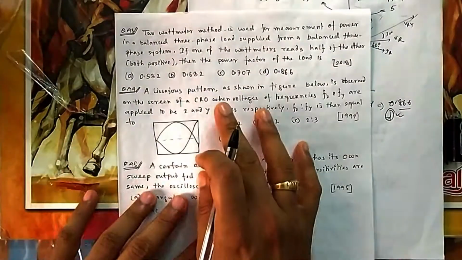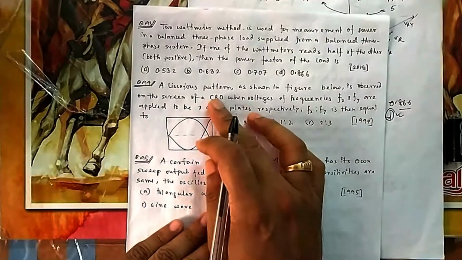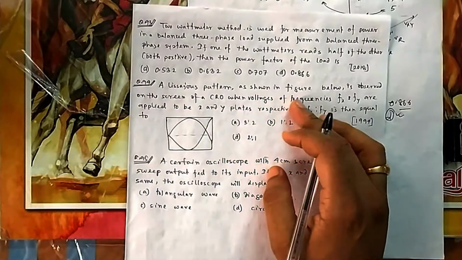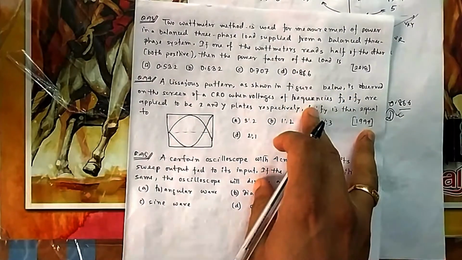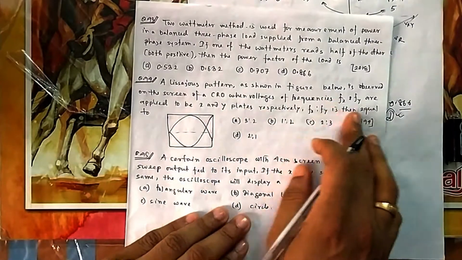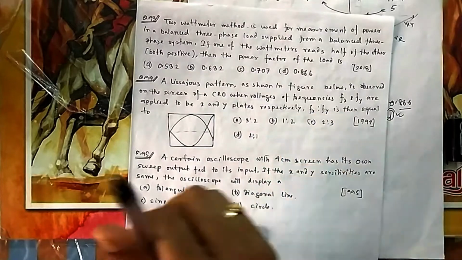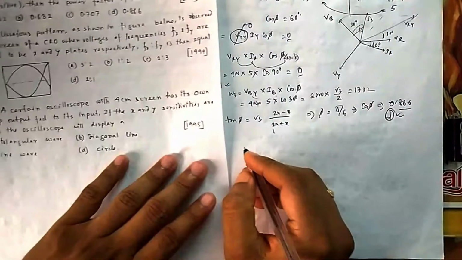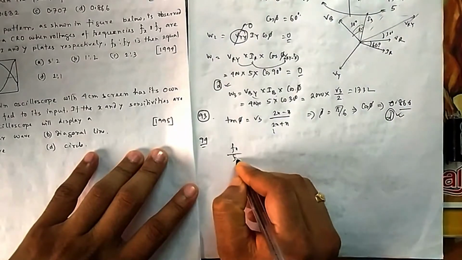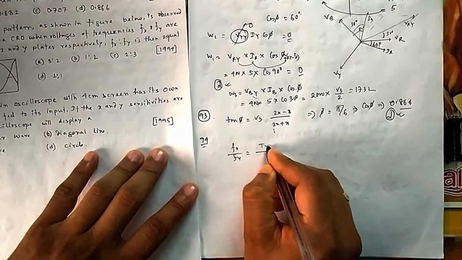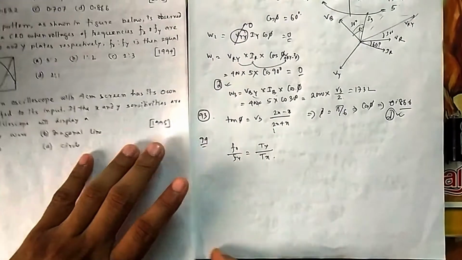Now if you come to 94, it is now in CRO, the oscilloscope. A Lissajous pattern as shown in the figure. Lissajous pattern is observed on the screen of CRO, and voltages of different frequencies are applied between X and Y terminals. What is the ratio between these two? So you know this ratio is equal to nothing but Fx by Fy is equal to number of intersections in Y by number of intersections in X.